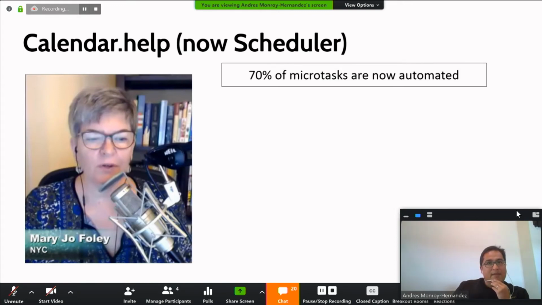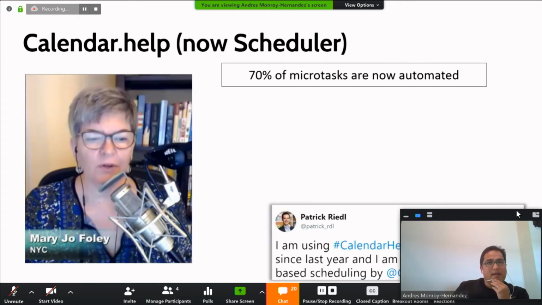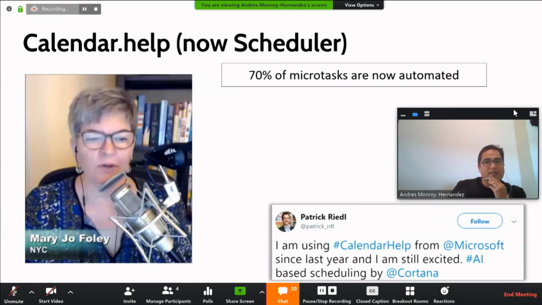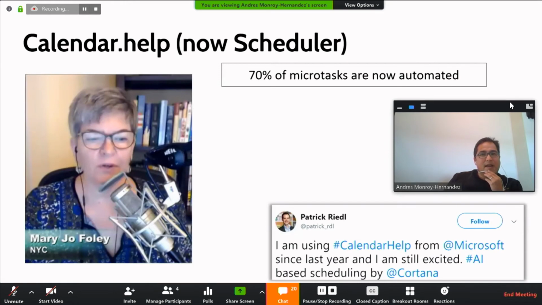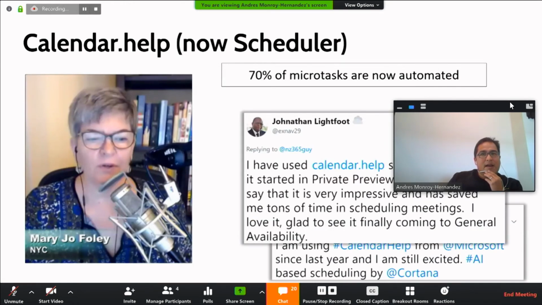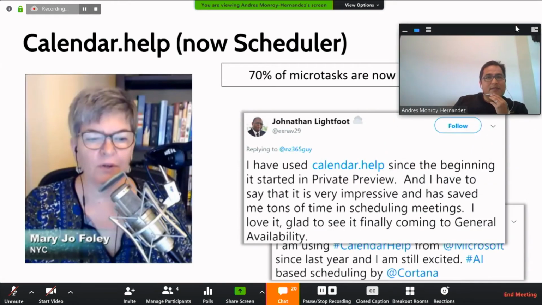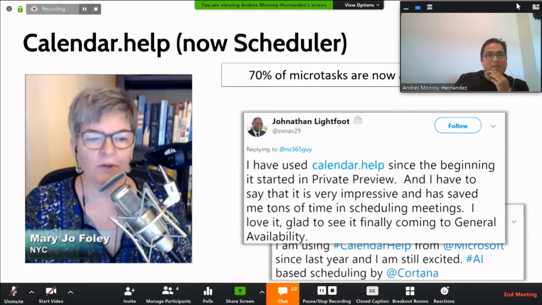And from what I hear, about 70% of the microtasks are now automated. There's a bunch of people who have mentioned and talk about how they use it, the challenges they may have, or things they like about it. So like this person, for example, says, I've used Calendar.help since the beginning. I started in private preview, and it's very impressive.